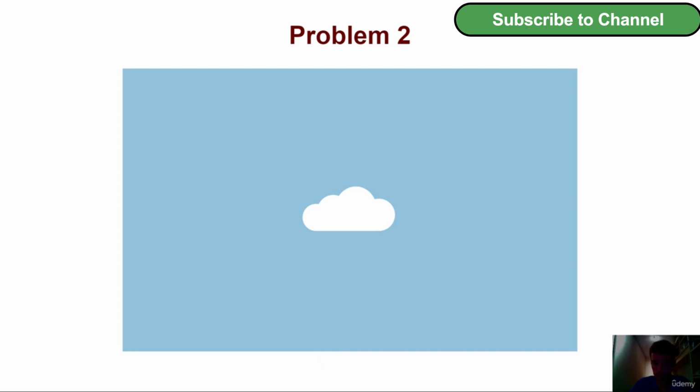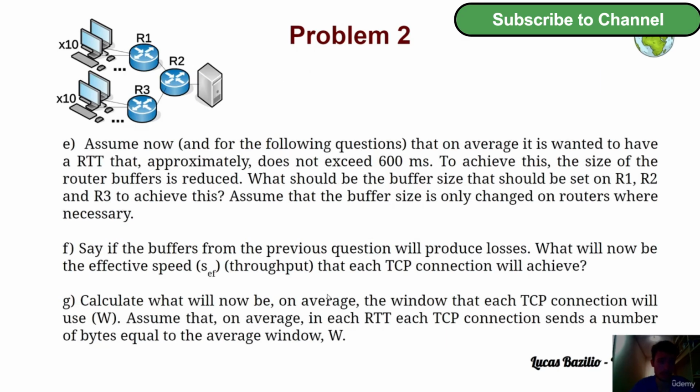In this lecture we are going to continue with problem 2. We're going to see now how we can solve the question G. This is the continuation of the question F, and it states: calculate now what will be on average the window that each TCP connection will use. We can denote the value of the window as W, and assume that in each round trip time, each TCP connection sends a number of bytes equal to the average window W.